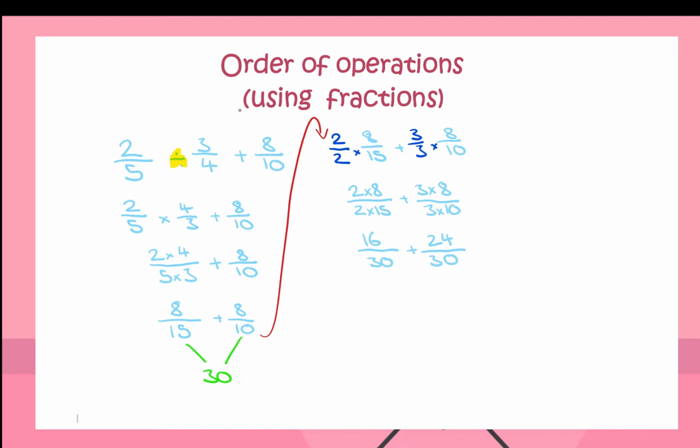And now we have that same base denominator. So we just go 16 plus 24 equals 40 over 30. And that's an improper fraction, so we can simplify that to 1 and 10 over 30. And again, we can even simplify that more. Because 10 and 30 have a factor of 10, we can do 1 and 1/3.